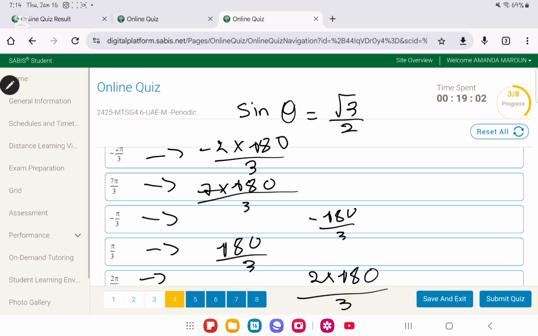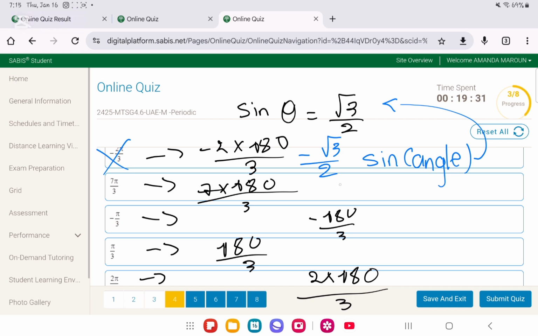Okay, so on the calculator, we are going to do sine of the angle, and it has to be equal to radical 3 over 2. So sine of minus 2 times 180 divided by 3, we are going to get an answer of minus radical 3 over 2, so we are not accepting this one. If we do, however, sine of 7 times 180 divided by 3, we are getting radical 3 over 2. So we are going to take this as an answer. If you do sine of minus 180 divided by 3, you are going to get minus radical 3 over 2. So we are not going to accept it.